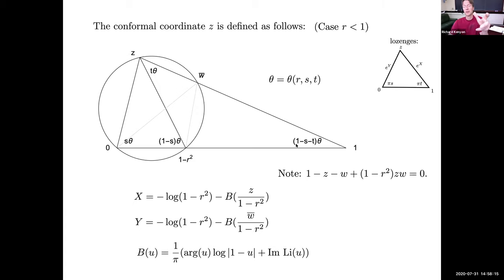The third angle up here is theta times 1 minus s minus t. I just flipped the triangle over for convenience. And the last angle here doesn't go all the way. It's the angle between this edge and that edge. So that's t theta.